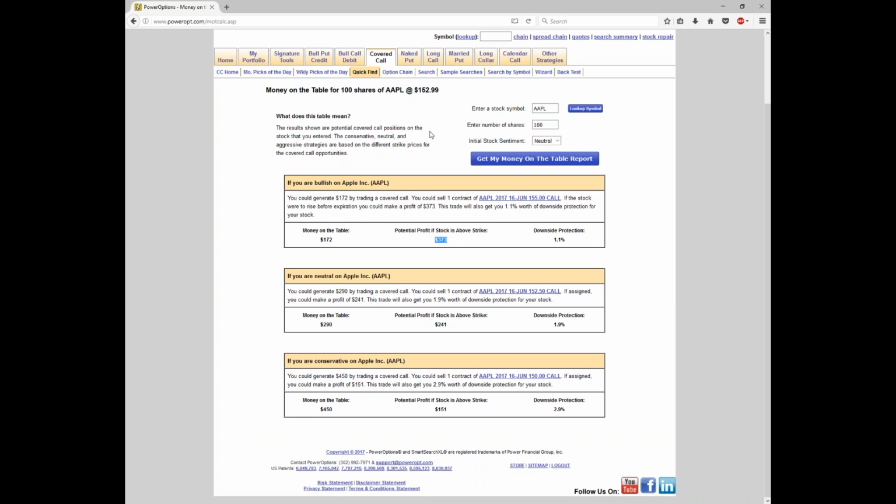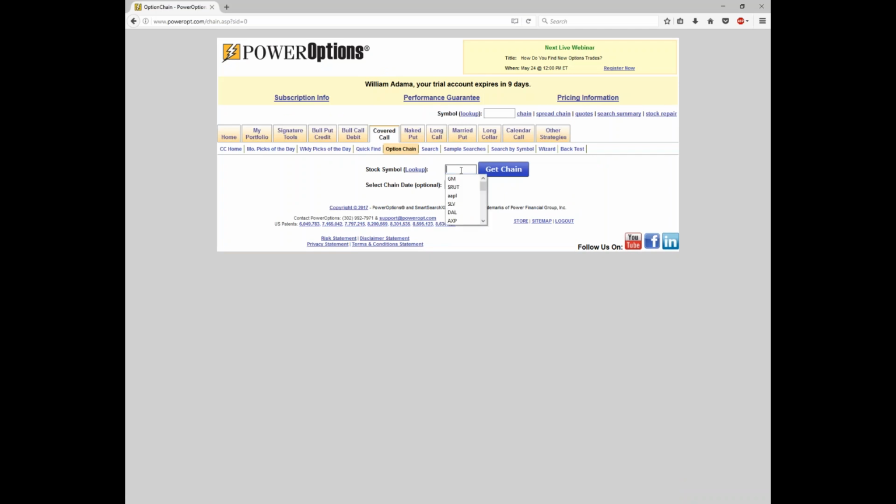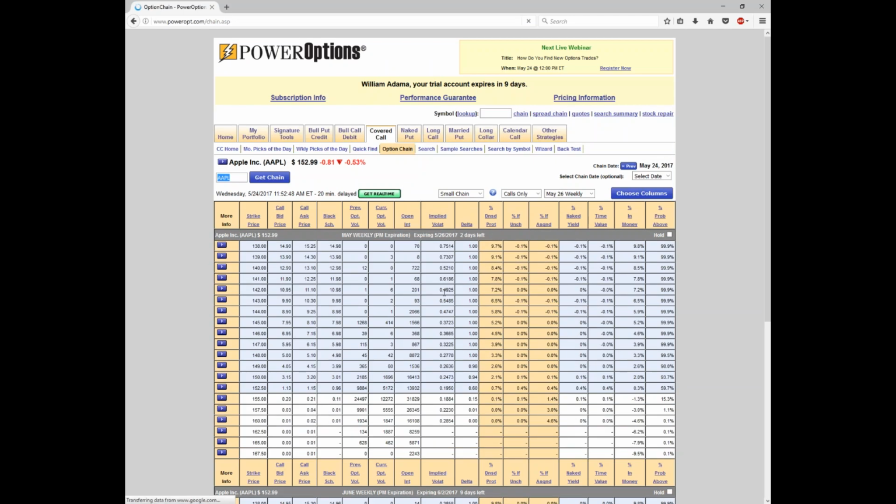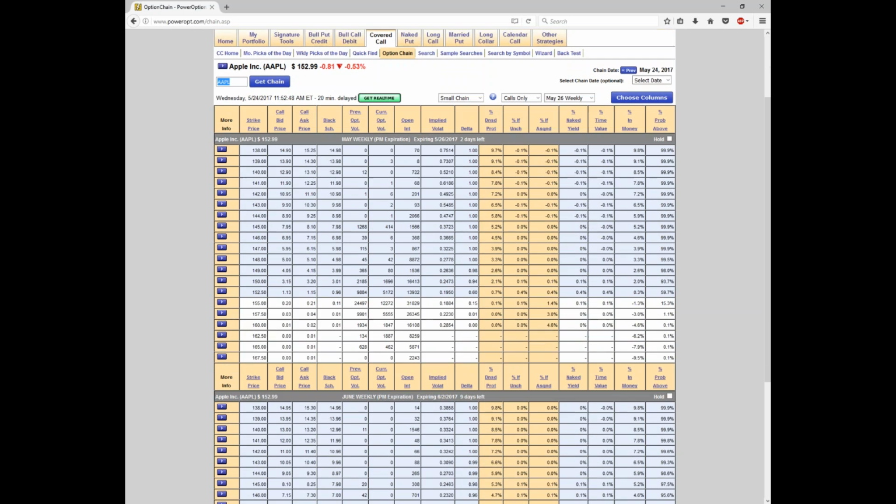But hey, we're options investors here too. I know a lot of you like to delve into the delta, the implied volatility, maybe even Black-Scholes ratios or IV over HV ratios. For those of you doing covered calls, the easiest tool to use is the option chain. Well, so what? Everyone has an option chain. Your broker does. You can get a free chain at Yahoo Finance. Why should I care what PowerOptions offers?